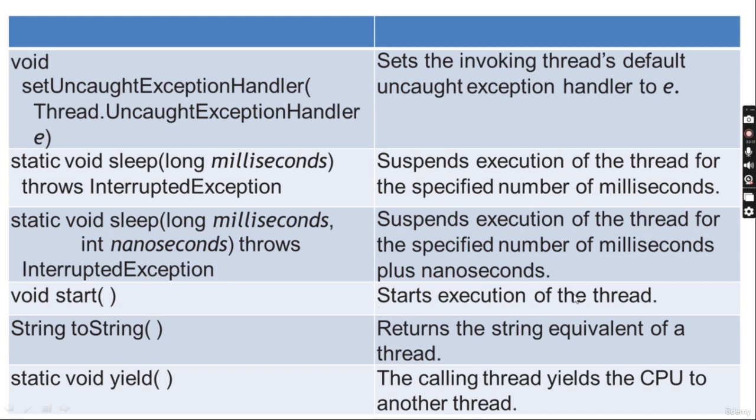void start starts the execution of the thread. String toString returns the string equivalent of the thread. static void yield, the calling thread yields the CPU to another thread. So this way we have seen some new topics related to the java.lang package. In the next session we will see more interesting, more important functions that are already defined.